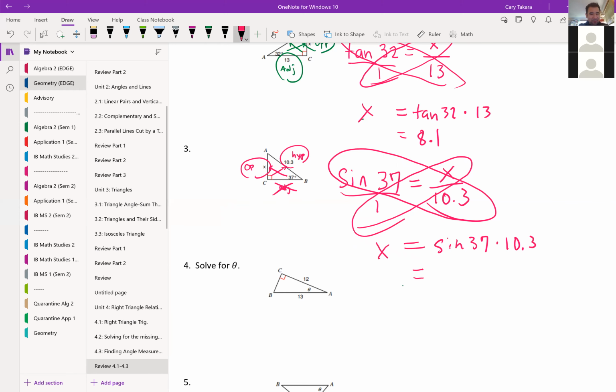Leo, do you have number 3? Were you able to do that? Sine of 37 times 10.3? Oh, yay, we've got that. Thank you. 6.1. Or I think you may have rounded off. Some of you may round it off to 6.2. It doesn't matter. I'm not testing you on your rounding off skill, so don't worry about it. But 6.1 or 6.2, very good.